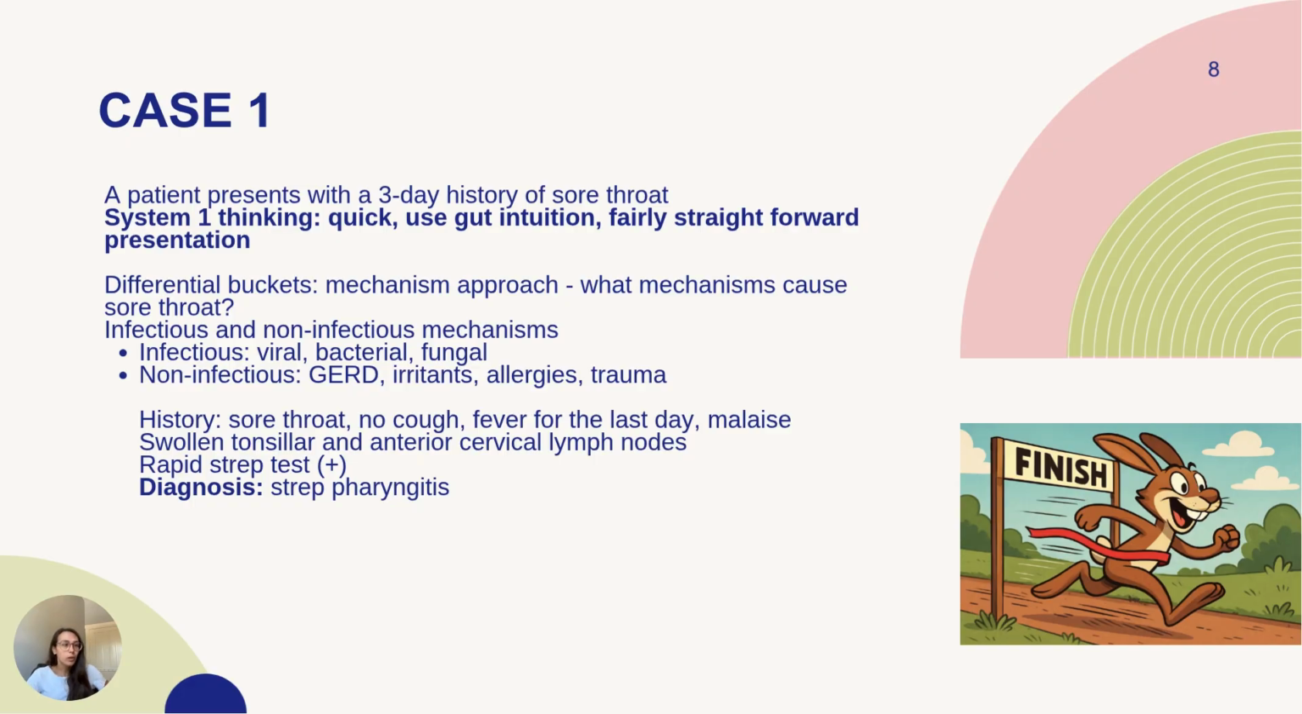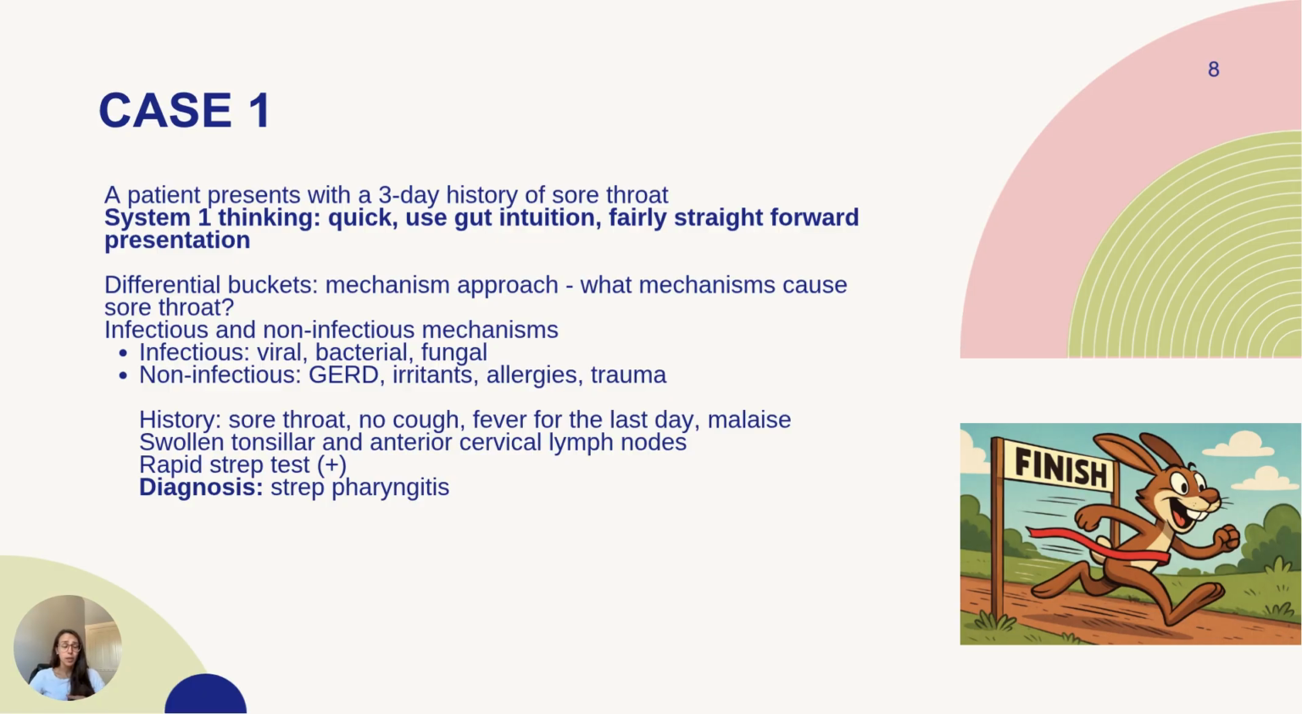So case one, we're looking at a patient presenting with a 3-day history of a sore throat. So it's an acute sore throat. Let's say I've seen 15 of these cases in the last couple of weeks because it is flu season. Right away, I'm kind of jumping into system one thinking. I can be quick and use my gut intuition. Seems like a fairly straightforward presentation. With my differential buckets, I'm thinking about what mechanisms cause sore throat. So is it an infectious mechanism or a non-infectious mechanism? Examples: viral, bacterial, fungal, or could it be more reflux, irritant, or allergic?